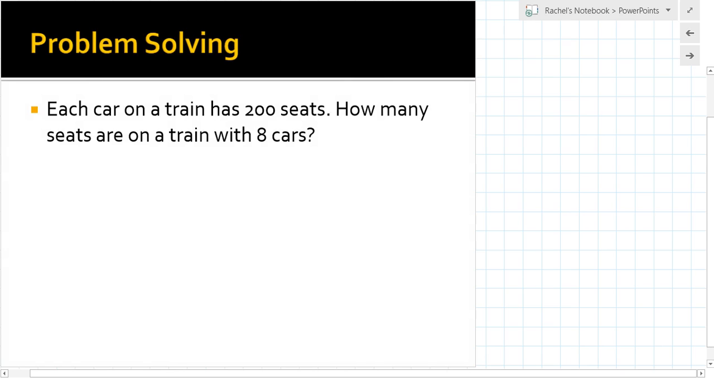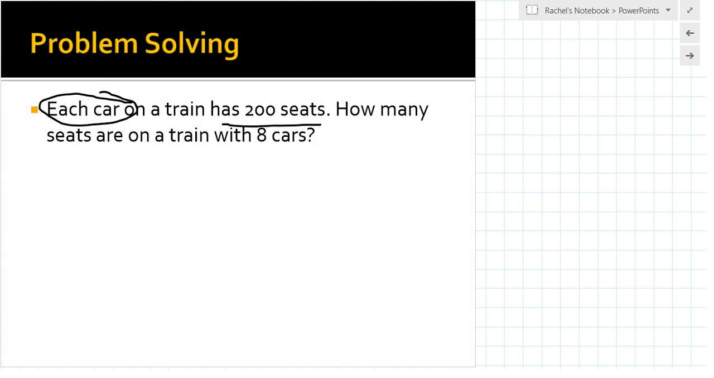This was our first problem we started with. Each car on a train has 200 seats. How many seats are on a train with 8 cars? So starting to look at and understand that multiplication is equal groups. Usually we see this term each. So each car has the same number of seats, and we know how many cars. We know there's 8, and we want to know the total number of seats.